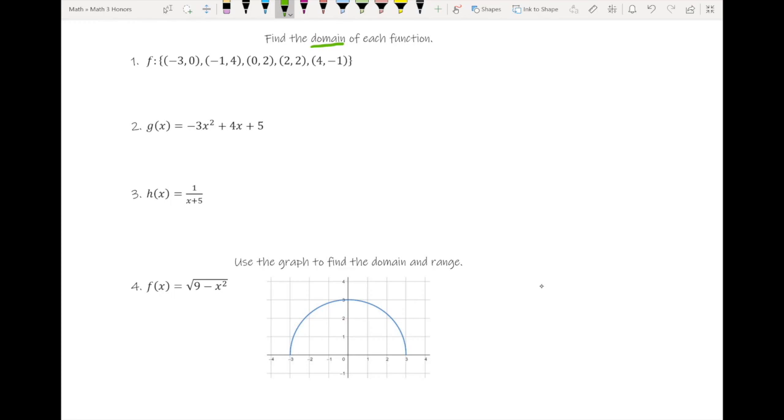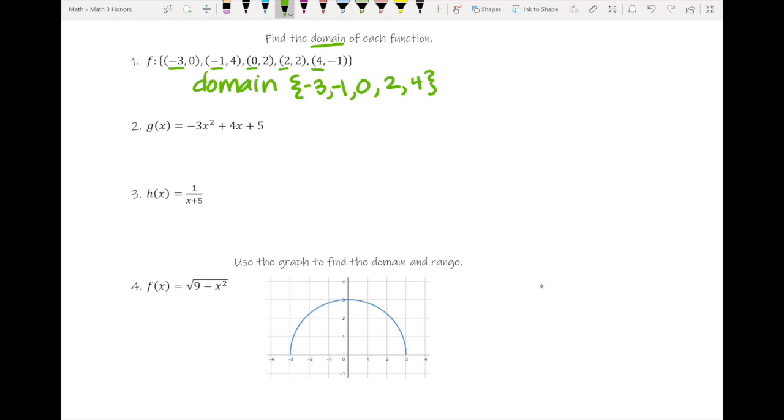So my domain in this case is going to be a list of x values. XY points, the x comes first. So I will have these 5 different numbers: -3, -1, 0, 2, and 4. Those are all of the x values. So those are the domain.